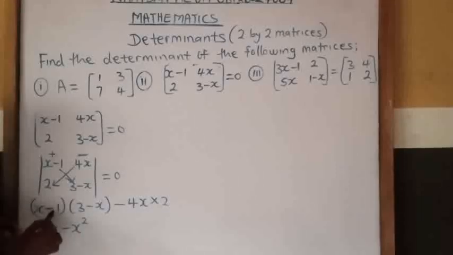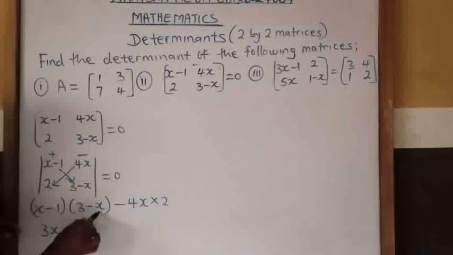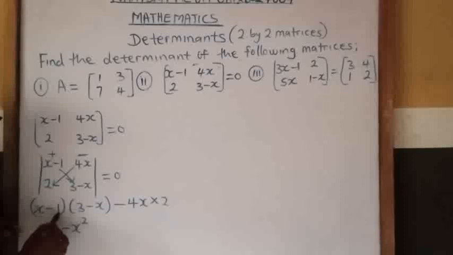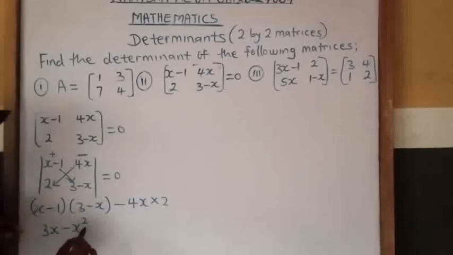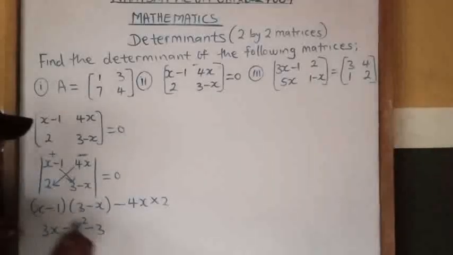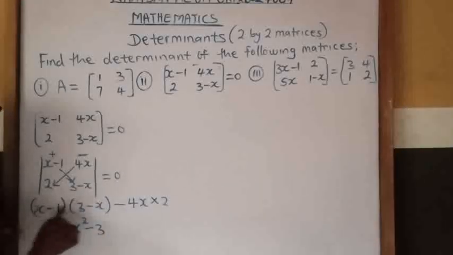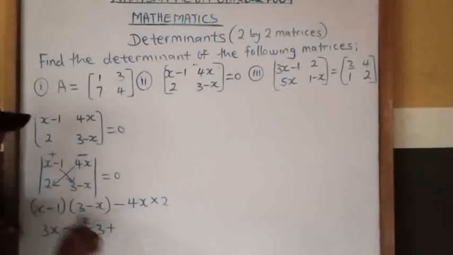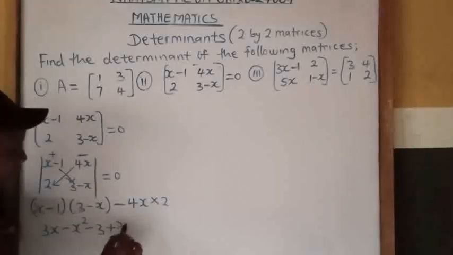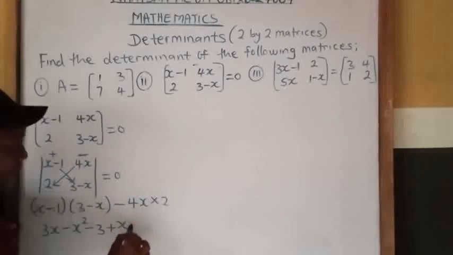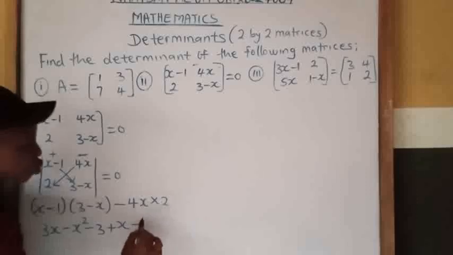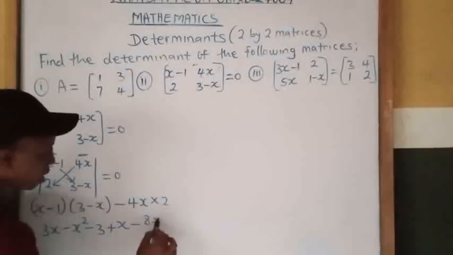So we are going to use the second term inside the first bracket to open the second bracket. That is minus 1. Minus 1 times 3 will give us minus 3. Minus 1 times minus x will give us plus, minus times minus will give us plus. Then 1 times x will give us x. Then minus 4x times 2 will give us 8x.